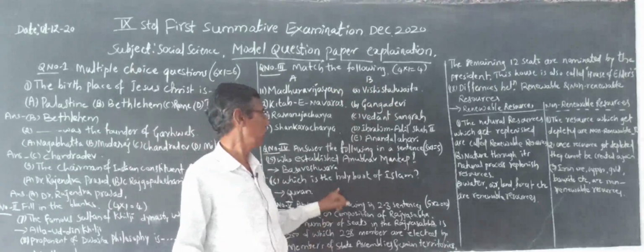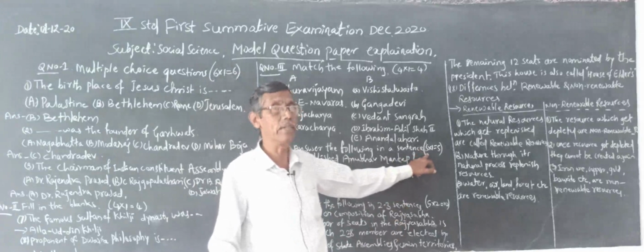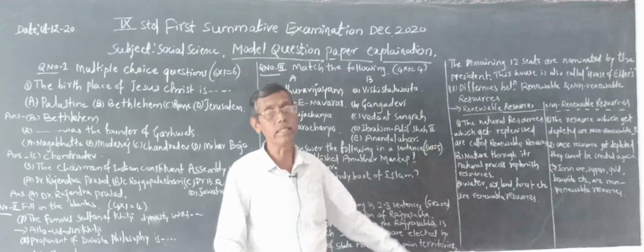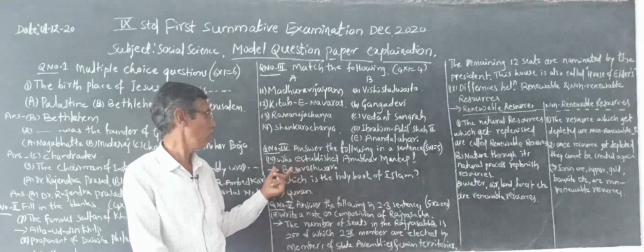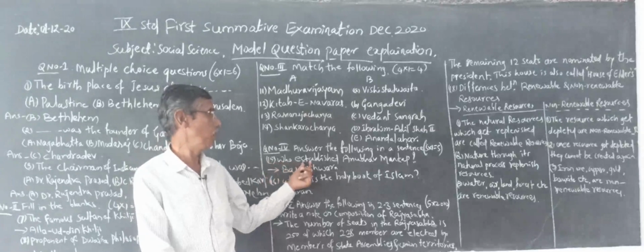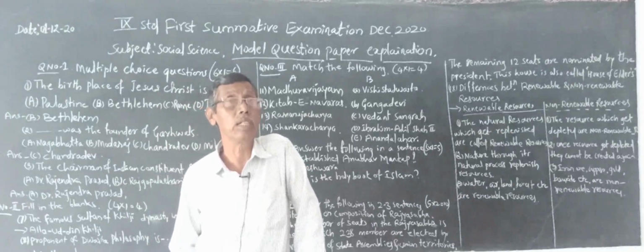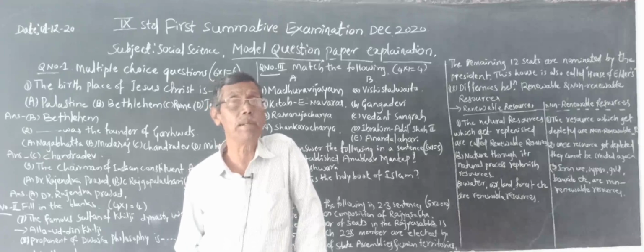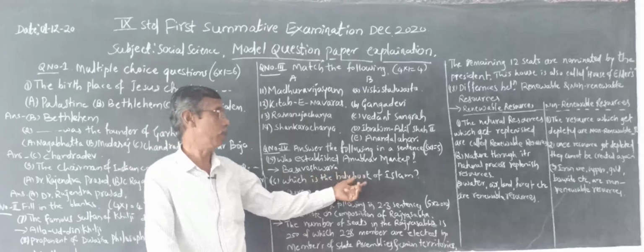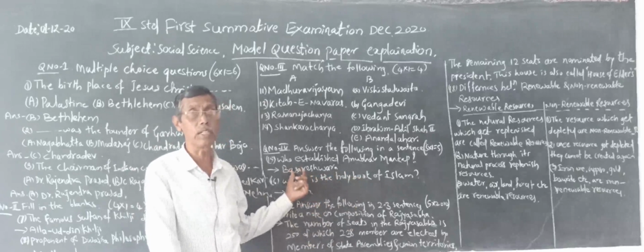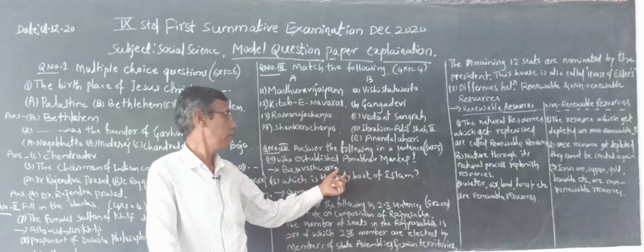And question number 4, answer the following in one sentence. Here 5 questions are given. They will give 5 questions and each carries 1 mark. It is a one word or one sentence question. The first question is, who established Anubhava Mantapa? Who was the founder of the Anubhava Mantapa? You know, Basaveshwara was the founder of Anubhava Mantapa. Or you have to write, Anubhava Mantapa was established by Basaveshwara.